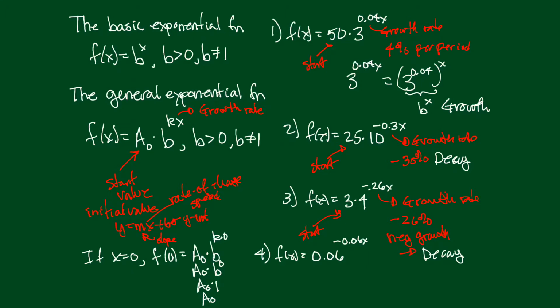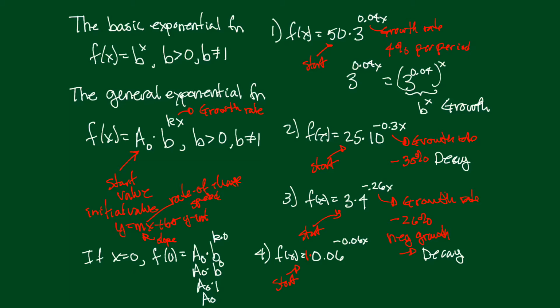Here's an interesting one. Look at this. F of x is 0.06 raised to the negative 0.06x. So we know what the start value is. The start value is, can you see it here? What's that multiplier? It's really a 1 times that, right? Look back here to the general function. The general function is you have a multiplier times the base. You have something times the base. Now when I look down here, I can see the base is 0.06. So what's the multiplier? It's 1. So my start value is 1. So I start with 1 unit of output here.